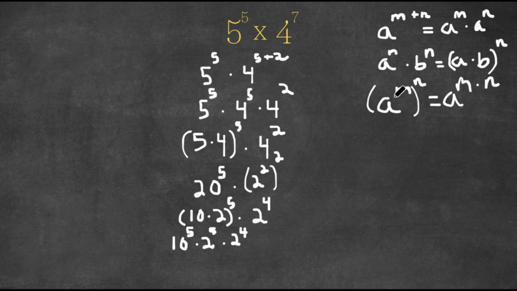And now remember this property, when we're multiplying two exponents, we add our exponents. So 2 to the power of 5 times 2 to the power of 4 is 2 to the power of 5 plus 4, which is 2 to the power of 9, times 10 to the power of 5.